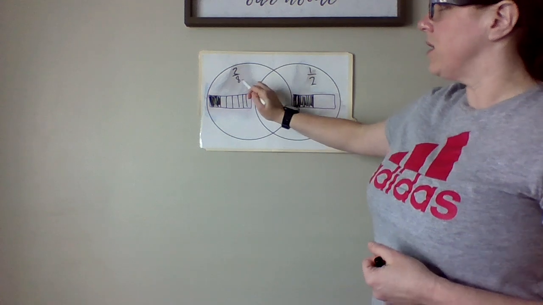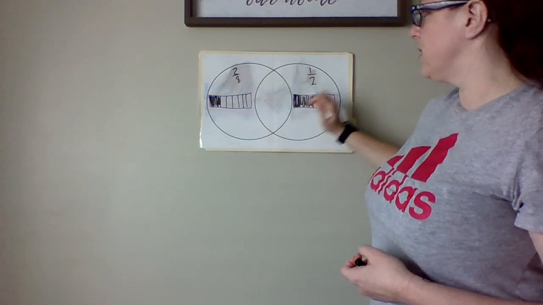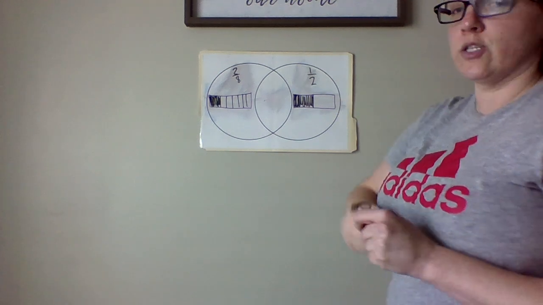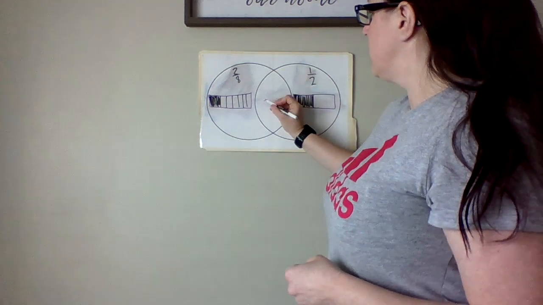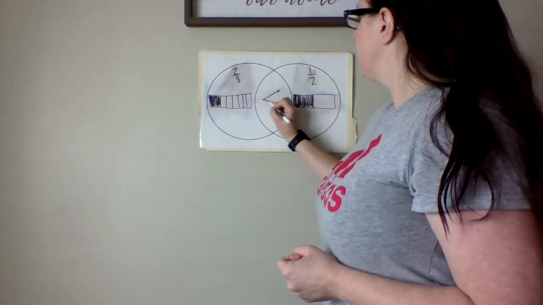So just remember that the more pieces there are, the smaller the pieces are going to be. The fewer pieces it's divided into, the larger the pieces are going to be. So for this, we would say that 2/8 is less than 1/2.